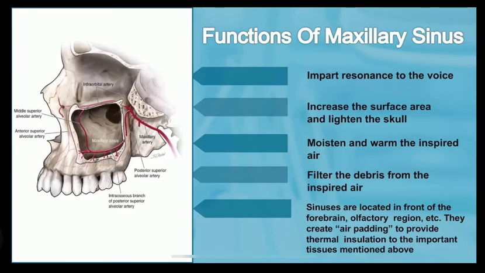The function of the maxillary sinus. First, it imparts resonance to the voice, increases the surface area and lightens the skull, moistens and warms the inspired air, and filters debris from the inspired air. Sinuses are located in front of the forebrain, olfactory region, etc. They create an air cushion to provide thermal insulation to the important tissues mentioned above.